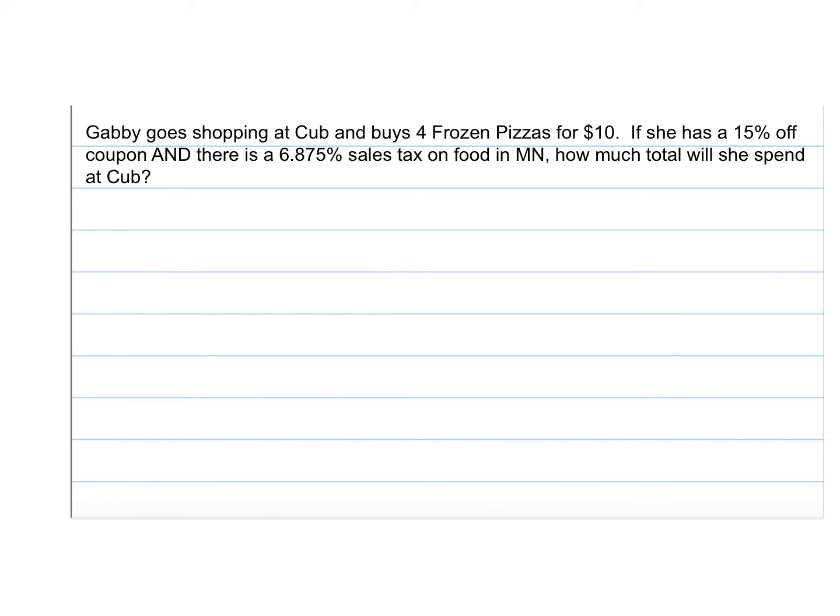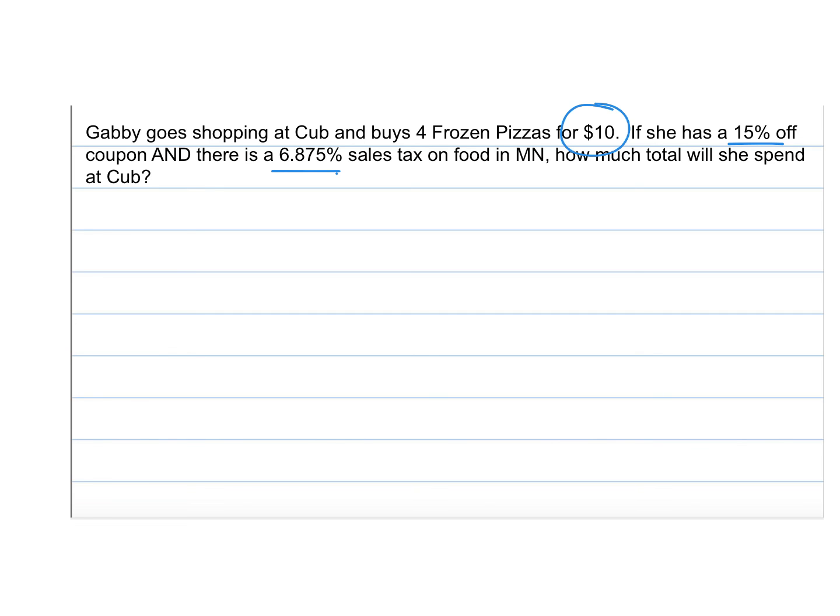And then the last problem that we're going to do on this video. So Gabby goes shopping at Cub Foods and buys 4 frozen pizzas for $10. If she has a 15% off coupon and there's a 6.875% sales tax on food, how much total will she spend at Cub? So this is a mix of a discount and then sales tax. So we would do the discount first and then do a sales tax on top of that.